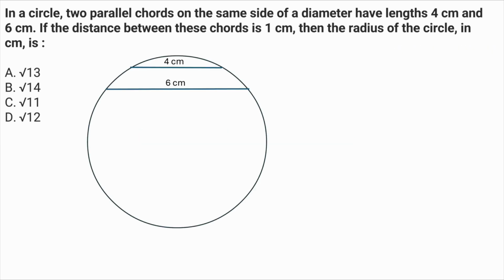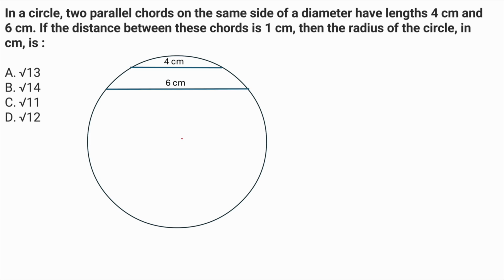So in a circle, two parallel chords on the same side of a diameter have lengths 4 and 6 centimeters. If the distance between these chords is 1 centimeter, then the radius of the circle in centimeters is. So we have these two chords, 4 centimeters and 6 centimeters. They lie on the same side of the diameter. If the distance between these two chords is 1 centimeter, then the radius of the circle is.